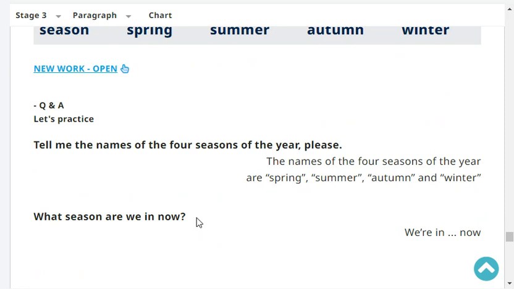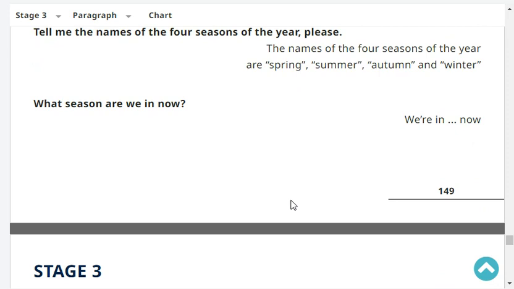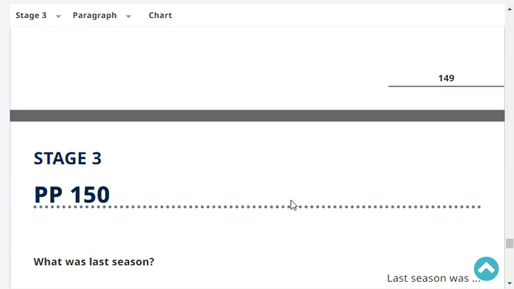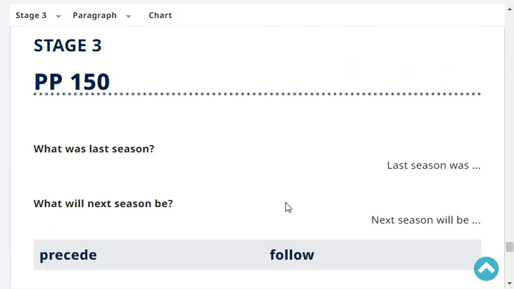Tell me the names of the four seasons of the year, please. The names of the four seasons of the year are spring, summer, autumn, and winter. Very good. What season are we in now? We're in autumn now. Very good. What was last season? Last season was summer. Very good.